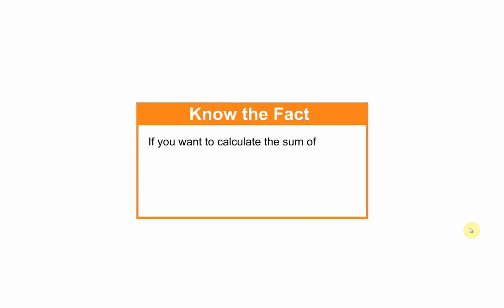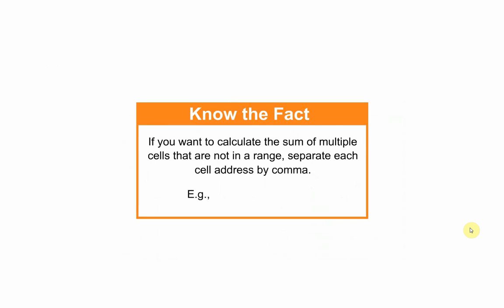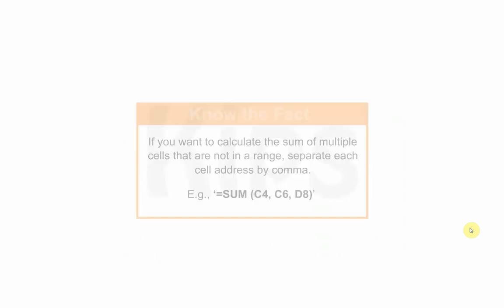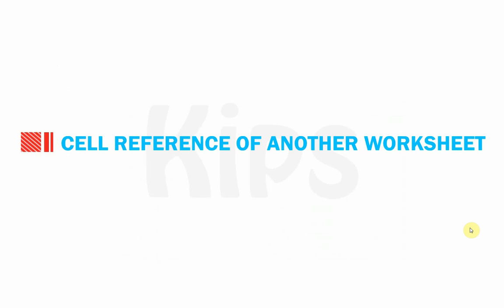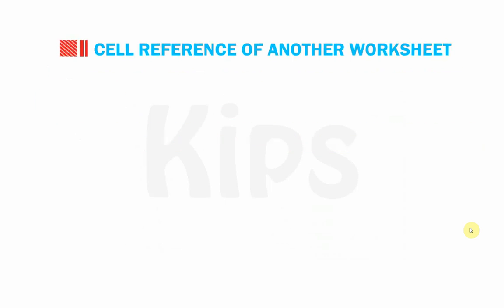Students, to calculate the sum of multiple cells that are not in a range, separate each cell address by a comma. For example, equals SUM bracket open C4, C6, D8 bracket close. Let us now find out how to use a cell reference of another worksheet. You can use the cell reference of one worksheet in another worksheet. This can be done in two ways. The first is by using the copy-paste option.